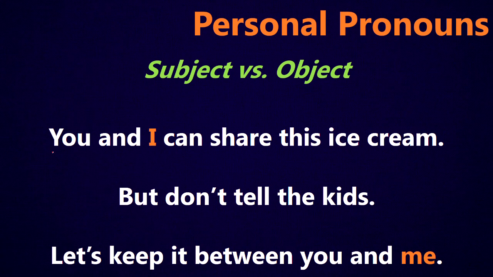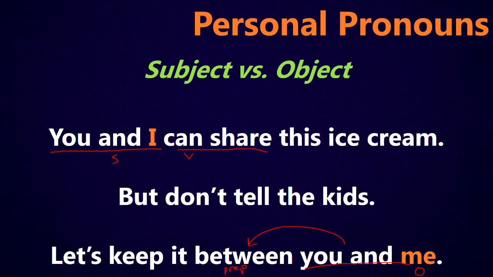If you look here, you and I is the subject of can share. So can share is my verb. You see I is coming before the verb. That's why we're using I. So you and I can share this ice cream, but don't tell the kids. Let's keep it between you and me. Now if we look over here, we're using the object form, you and me. Why is that? Because it's coming after the preposition between.